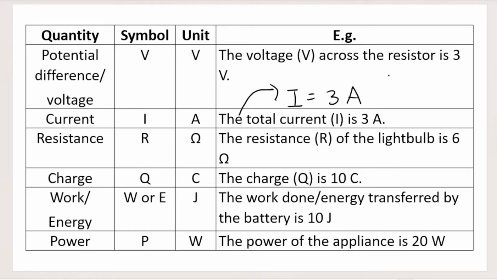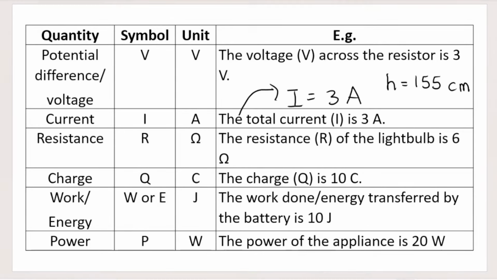It's like me saying that my height is 155, or whatever, centimeters. Do you see the difference? H is a symbol for height. Centimeters is a unit for height. They're very different things. Okay, so that's that.